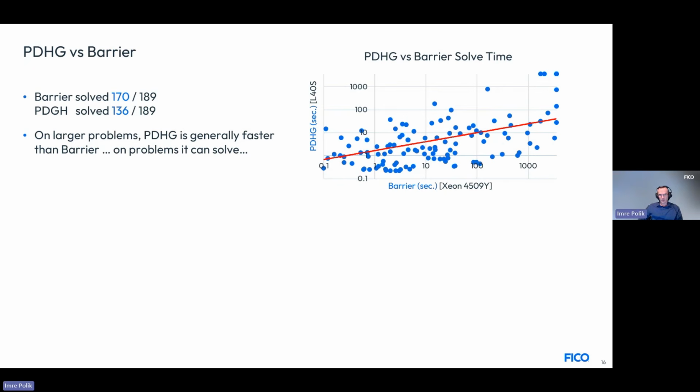However, on larger problems, the hybrid gradient is generally faster than the barrier solver, assuming it can actually solve the problem. And this is characterized by this trend line on the scatter plot. This is definitely below the 45-degree line. So for larger instances, you have hybrid gradient faster than barrier if it can solve it.